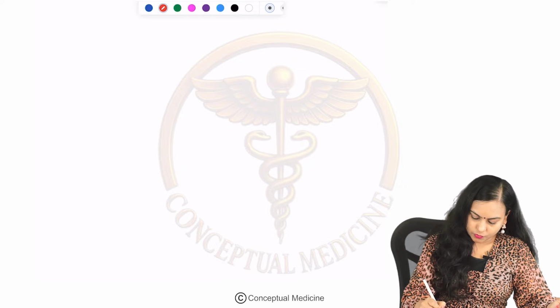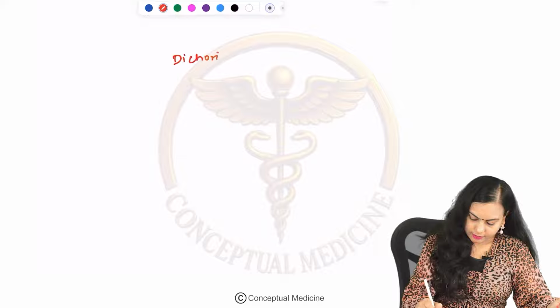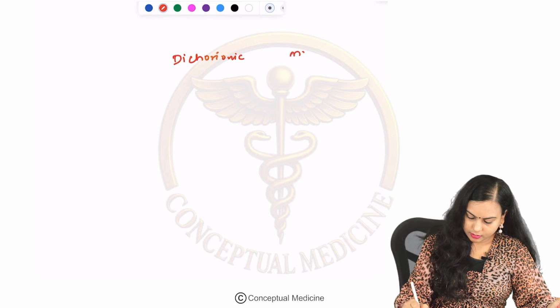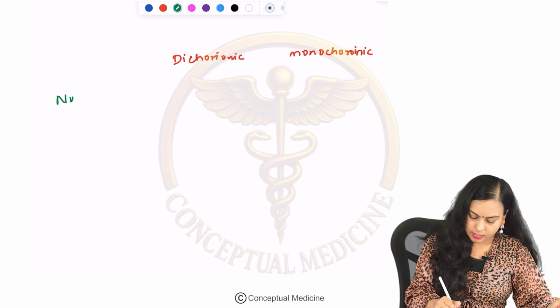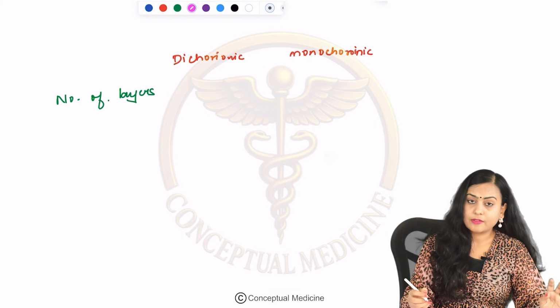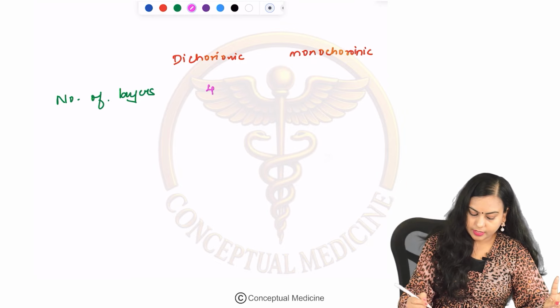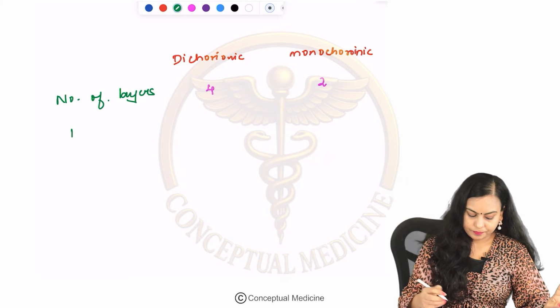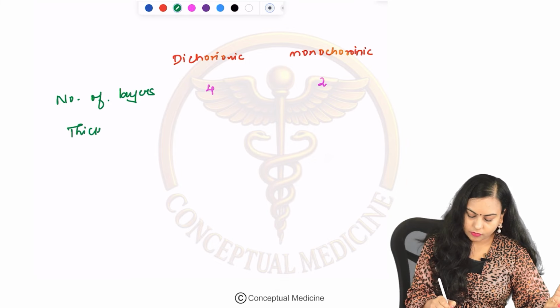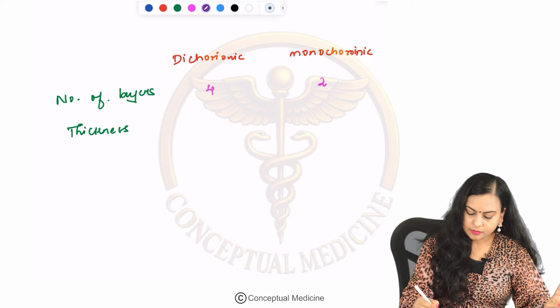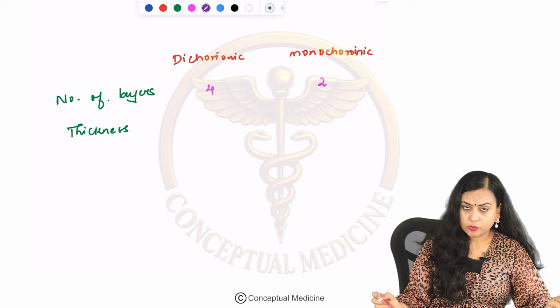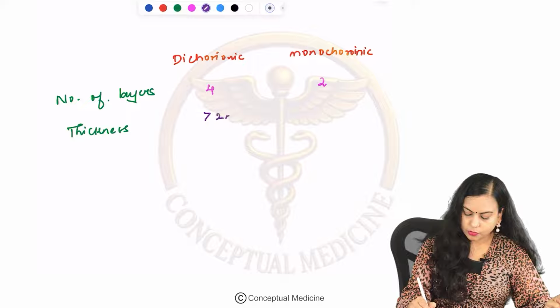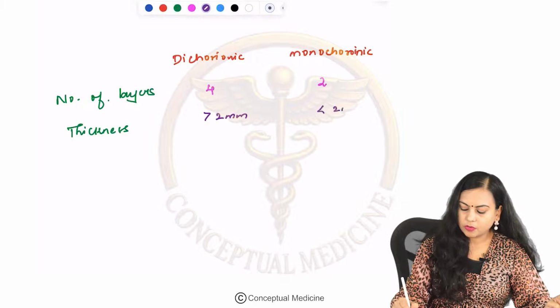Yes. So, dichorionic twins and monochorionic twins, we see the number of layers. In dichorionic twins, there will be 4 layers of the membranes, right? And in monochorionic twins, there will be only 2 layers of membranes. Similarly, the thickness of the layers present between them is going to be more in dichorionic twins, that is, more than 2 mm, whereas in monochorionic twins it is going to be less than 2 mm.